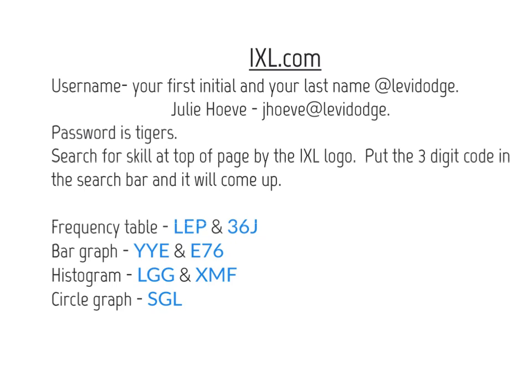So what I want you to do is go to IXL, and remember your username is your first initial and your last name with @Levi Dodge at the end. So here's mine. Julie Hovey would be jhovey @Levi Dodge. Now, if you have a more common name, there might be something different. Let me know, text or send me a message, and I will help you figure it out. Everybody's password is Tigers. Up at the top, you'll see the IXL logo, and then there's a search bar next to it. That's where you're going to put these 3-digit codes.